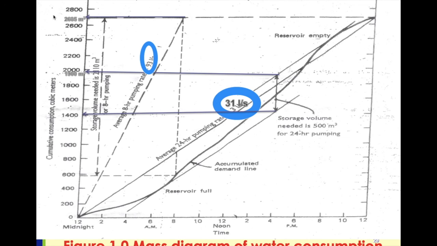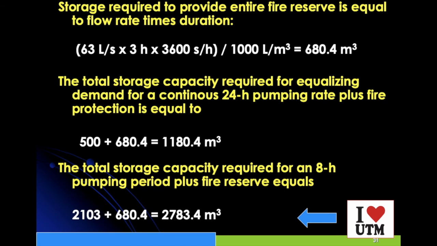How do we do that? By taking this value, 2685, minus the volume at 8 o'clock, which is 582 meter cube. You can obtain it from your table. So the maximum value is 2685, and the amount of water at 8 o'clock is 582 meter cube. You subtract: 2685 minus 582. That is the equalizing demand when we start the pump for 8 hours, which is 2103. This is the equalizing demand, and this is the fire demand. Adding them together, you get 2783.4 meter cubes.